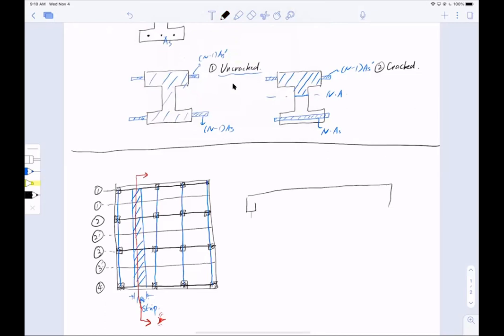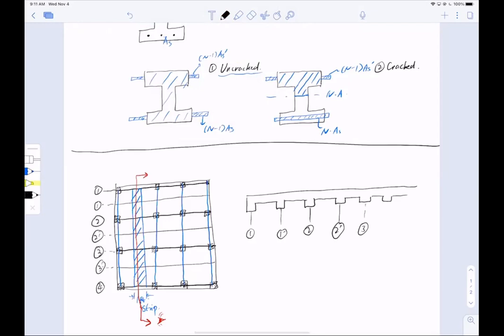So I have 1, I have 1 prime. Keep going. I have 2, I have 2 prime, I have 3, I have 3 prime. So this is not right. I need to extend it more. Yeah, this is right. So 3 prime, and this is 4. Okay, this is the core section.